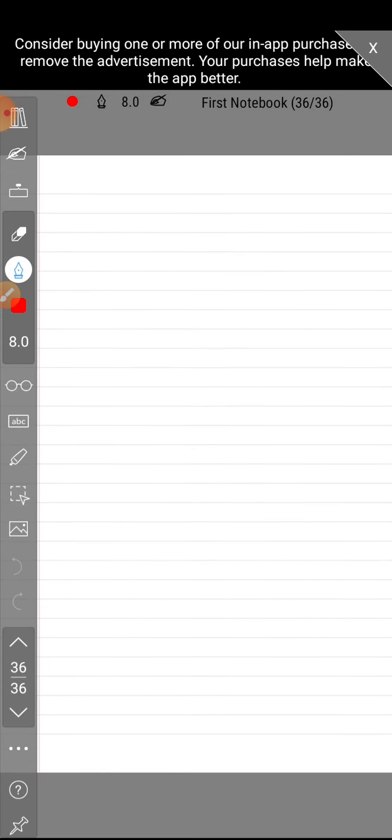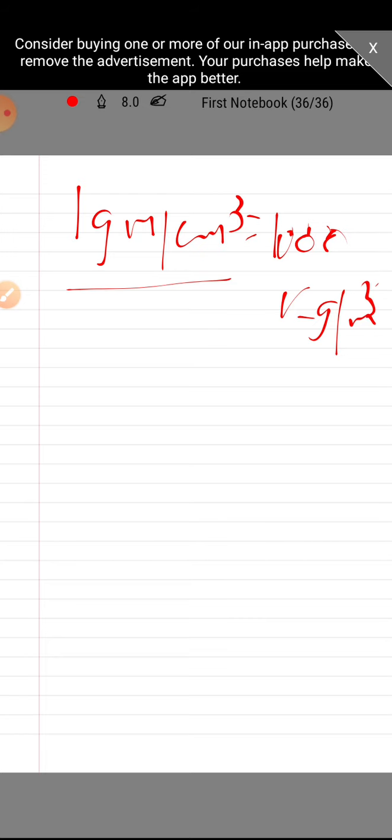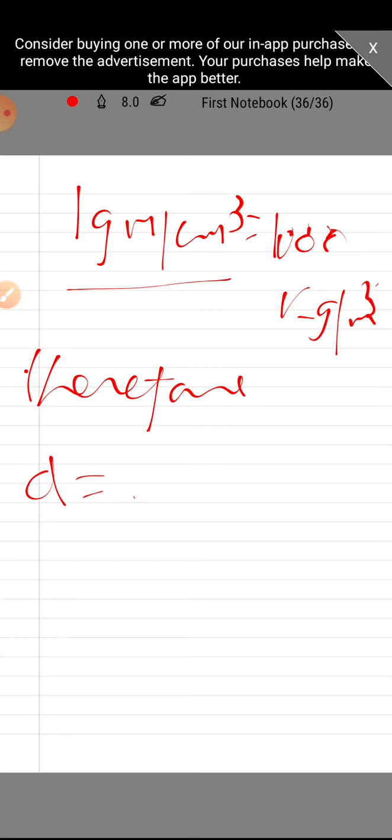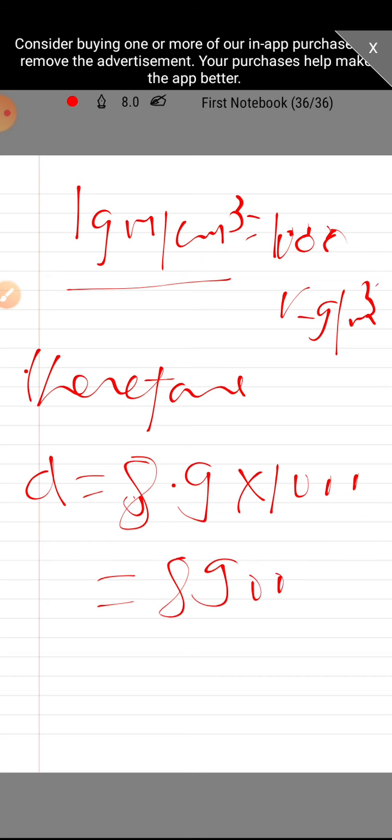This means that if your density is 1 gram per centimeter cube, then it will be equal to 1000 kilogram per meter cube density. So here our density is given as 8.9. Therefore D is equals to 8.9 into 1000. So we get 8900 kilogram per meter cube. That is the required answer. So this is the density in kilogram per meter cube.